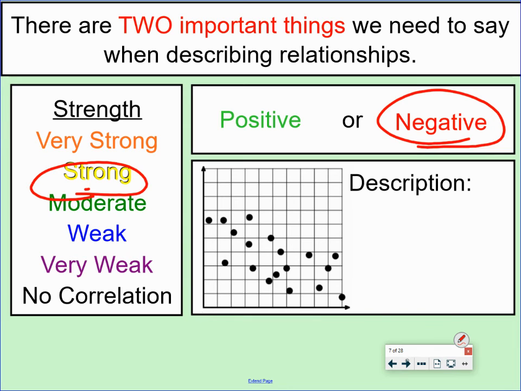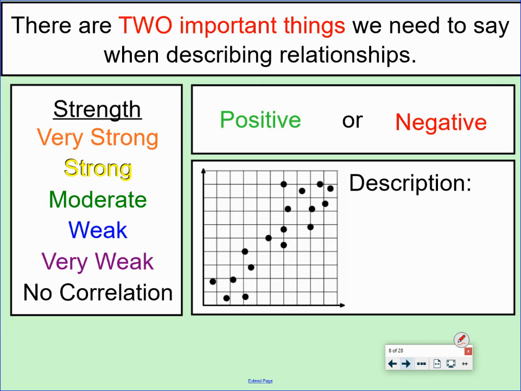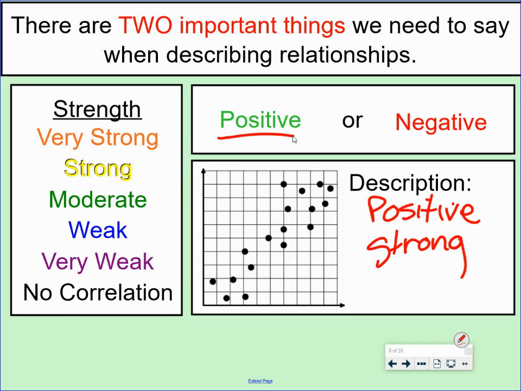So the next one here, our description. This one is positive, so if we need to write a description, we would write positive. This one looks like a pretty good relationship. As the x values are getting bigger, the y values are getting bigger. As our independent variable gets bigger, the dependent one does too. There is a pretty good relationship here, so I would call that strong, but maybe not quite very strong.